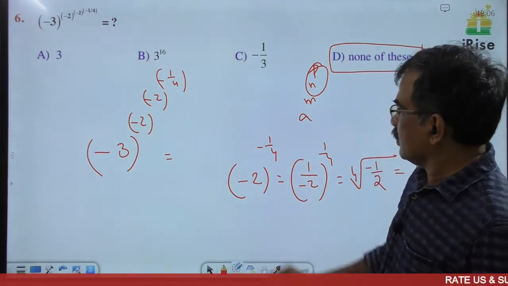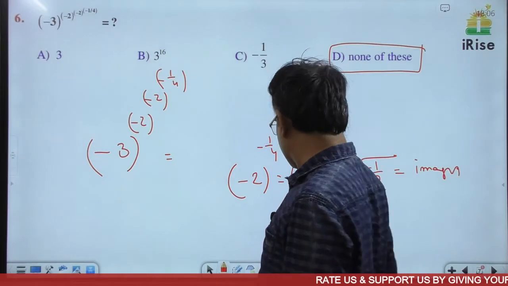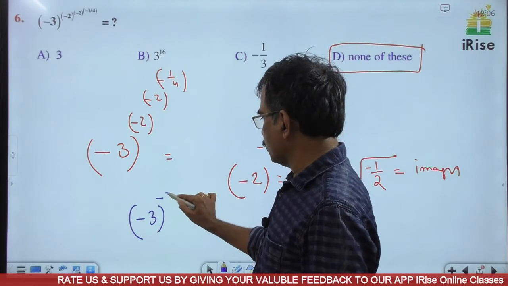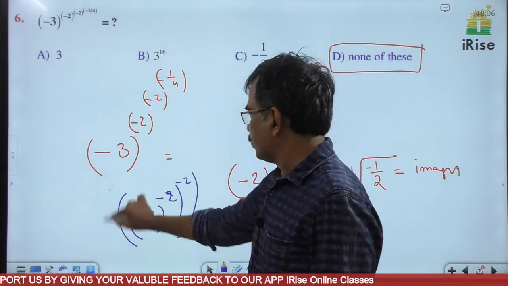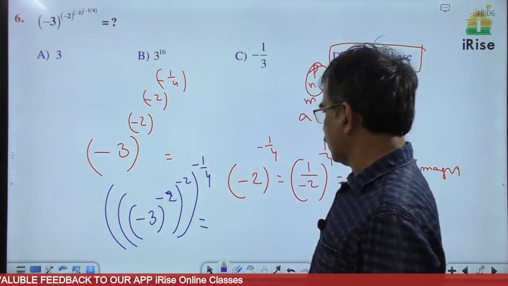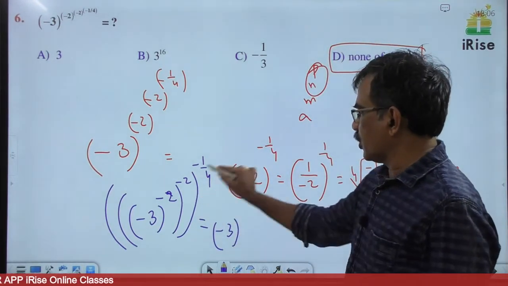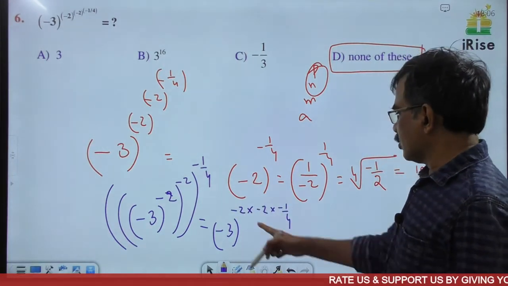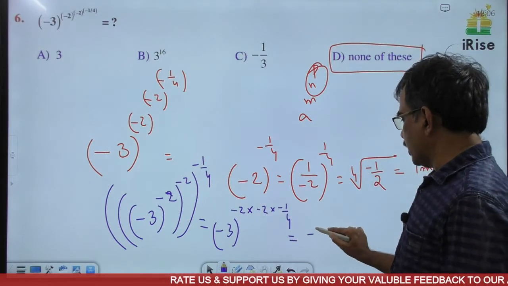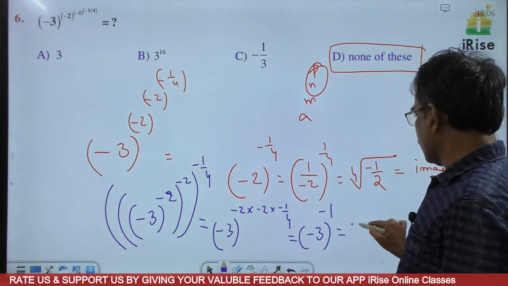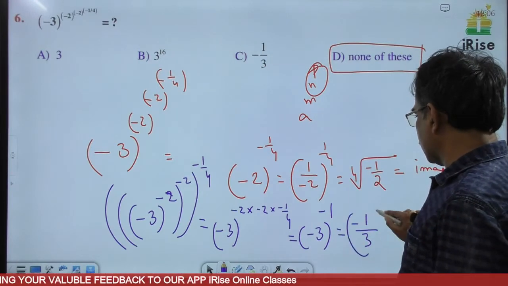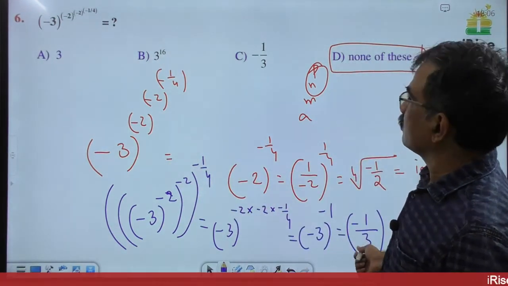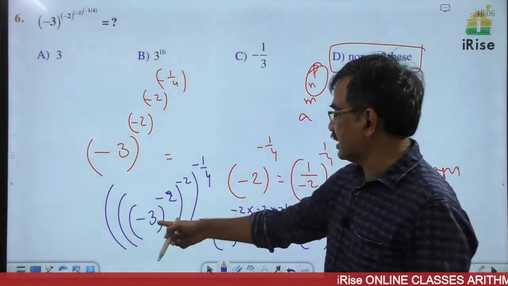But if the question is given like this, for example, minus 3 power minus 2 power minus 2 power minus 1 by 4 is given as a whole, then what is the answer? The answer is minus 3 power the product of these, minus 2 into minus 2 into minus 1 by 4. This is equal to minus, minus cancel, 4 cancel, you get minus 3 power minus 1, nothing but minus 1 by 3. So this is the answer if the question is in this manner. So minus 1 by 3 is the option if the question is given like this.